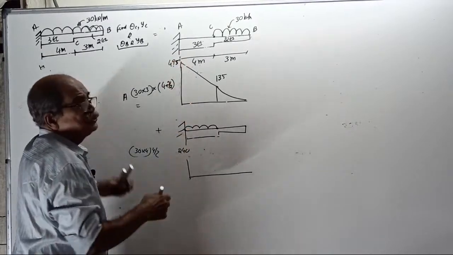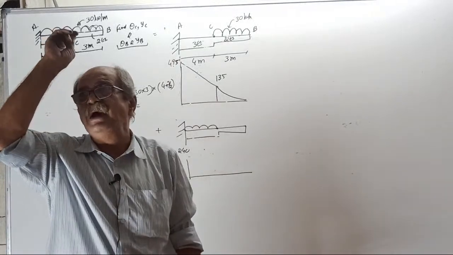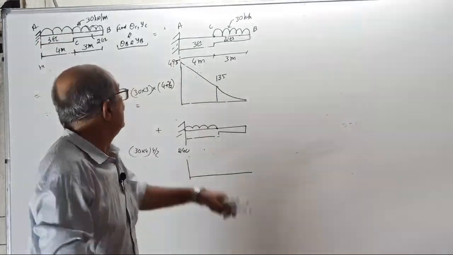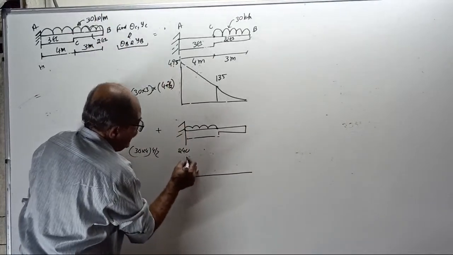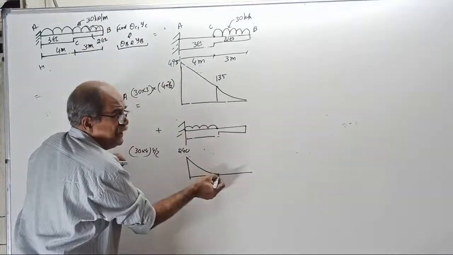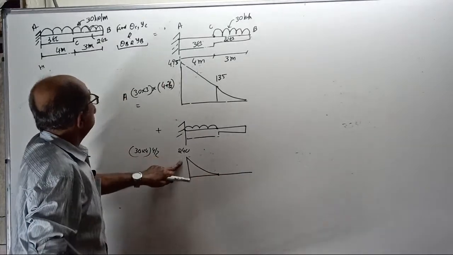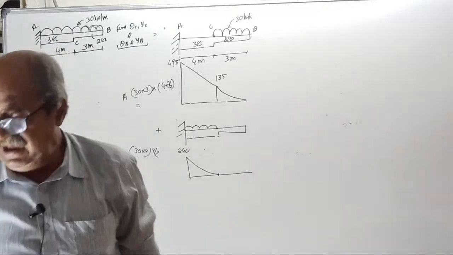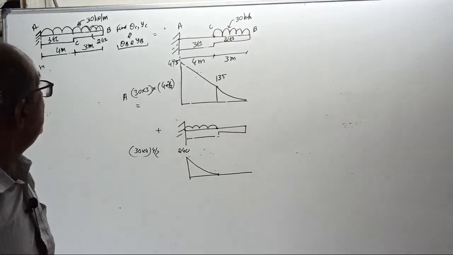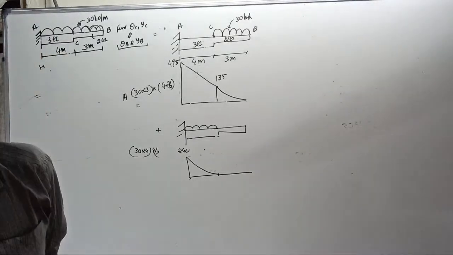If you add those two, you should get back the BM you got at A. This 240 and 495. Remember, this is a second degree parabola starting from 0. If you add this 240 and 495, you should get the real BM at A. Are you getting it?